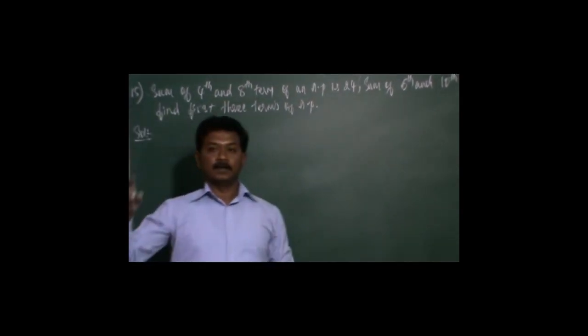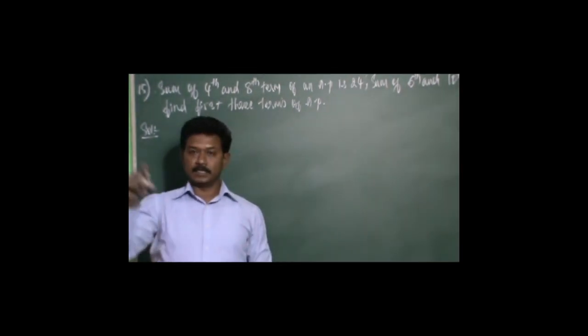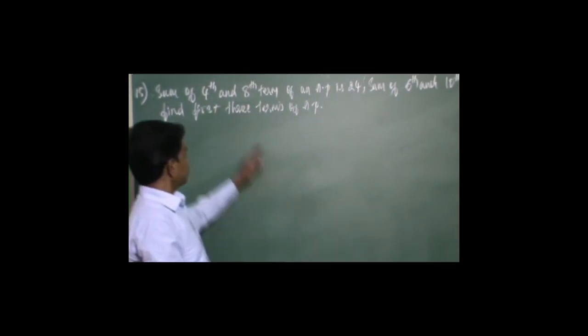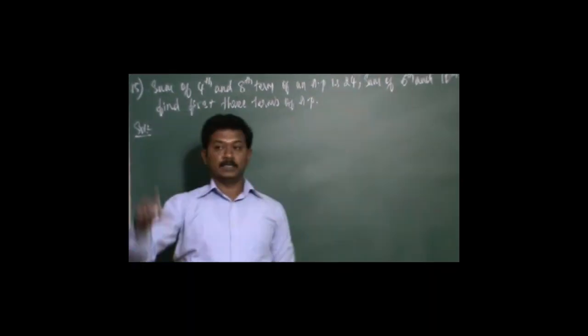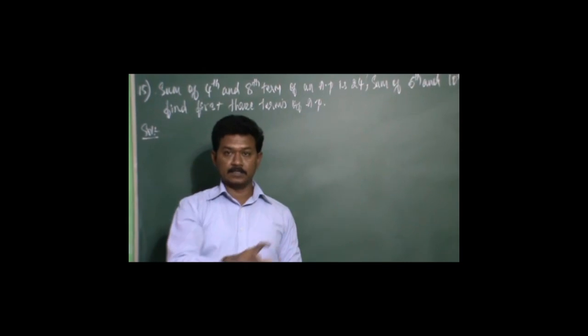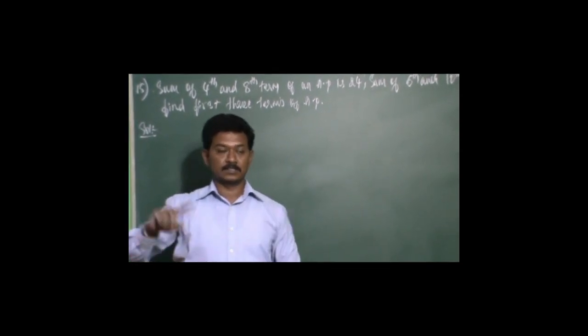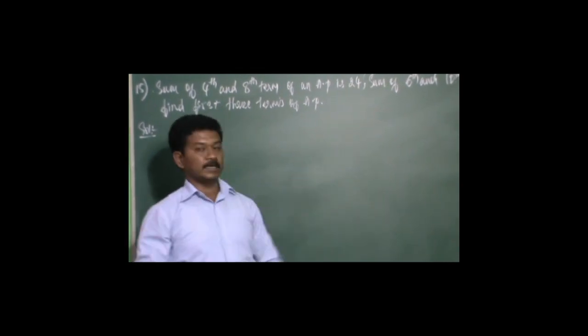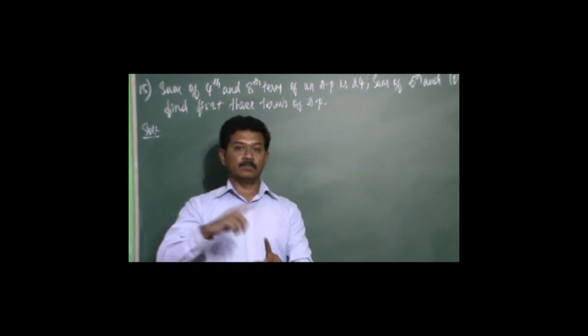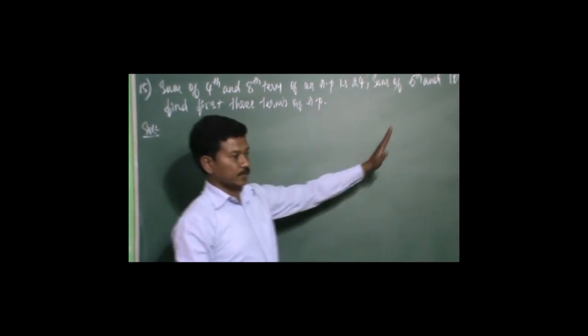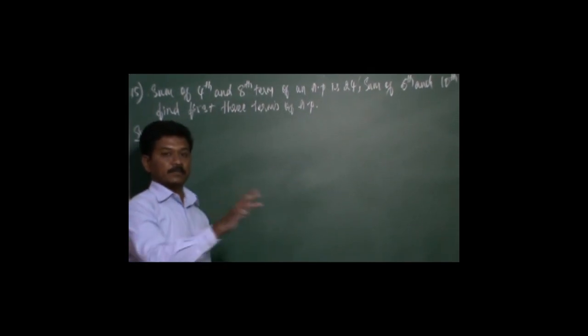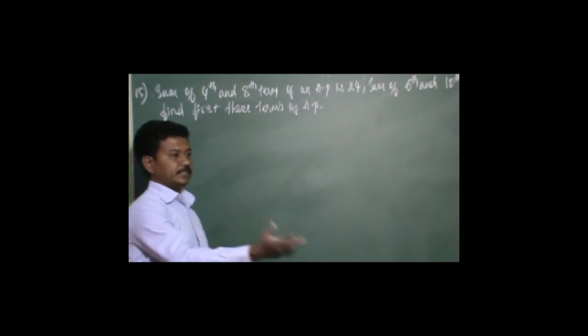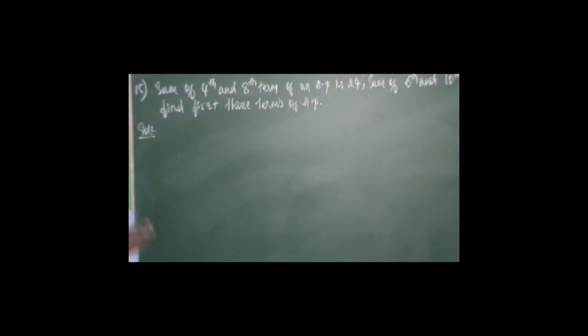So once again, he has an AP with him. The sum of the 4th and 8th terms: he has taken the 4th term and the 8th term, added both terms, and the sum is 24. In the same AP, he has taken the 6th term and 10th term, added both terms again, and got the sum as 44. If this is the condition, find the first 3 terms of that AP. Finding the first 3 terms of the AP is nothing but finding the AP itself, because the first 3 terms of the AP define the AP.